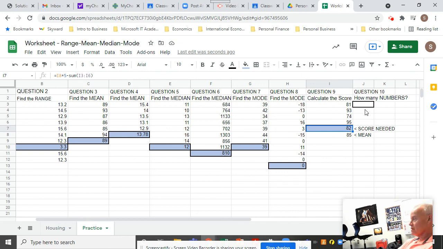Advanced course. I have no idea what says how many numbers. That's from something else. I don't know what that is. We'll call it good. All right. So that's range, mean, median, and mode. And you will now be doing some problems relative to that. Take care.